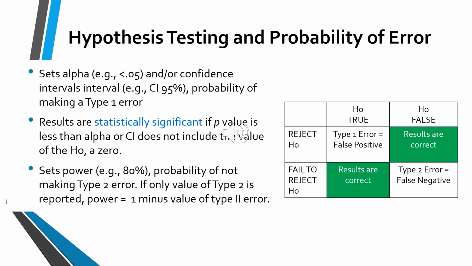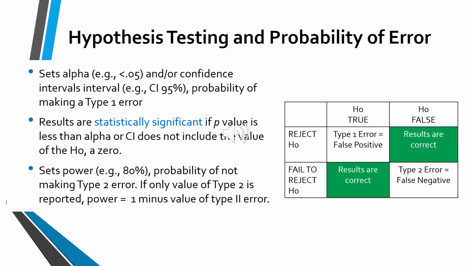A type 1 error is consistent with a false positive test. We reject the null hypothesis, but there really is a relationship. A type 2 error is consistent with a false negative. The researcher reports there is no relationship, but there is.